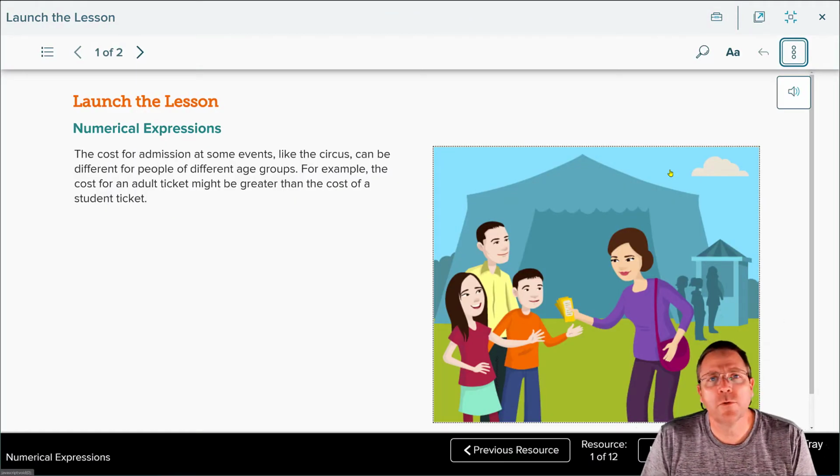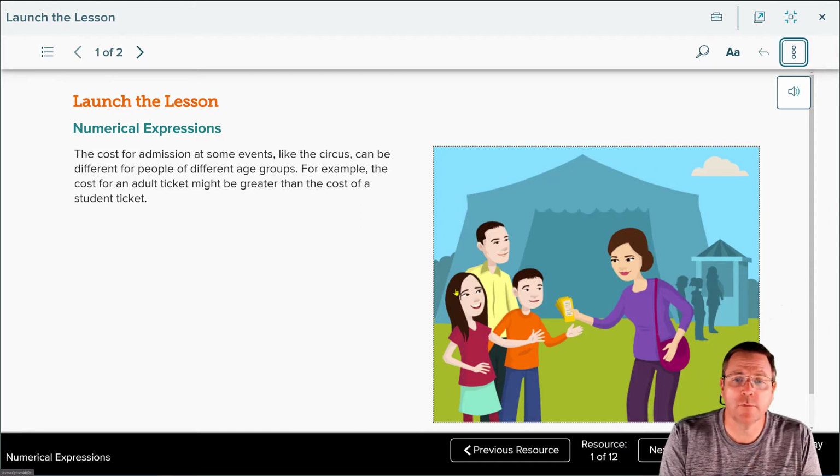The cost for admission at some events, like the circus, can be different for people of different age groups. For example, the cost of an adult ticket might be greater than the cost of a student ticket.